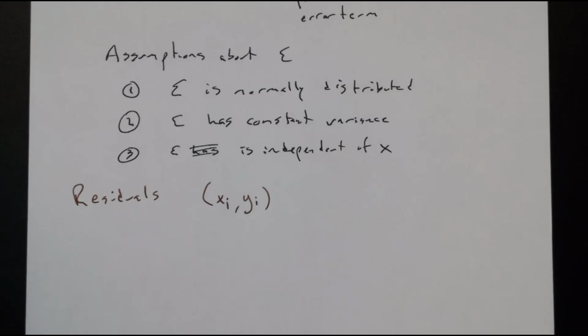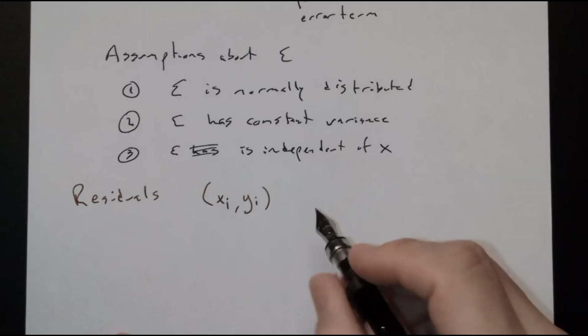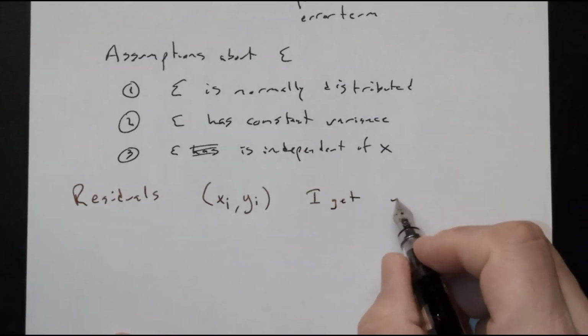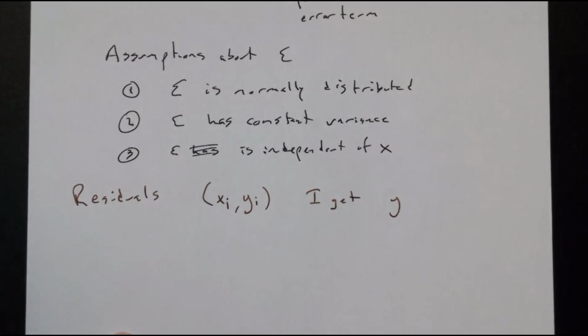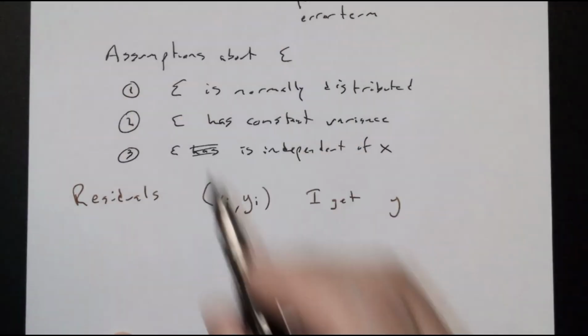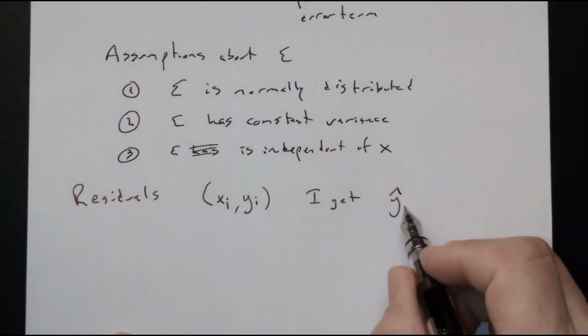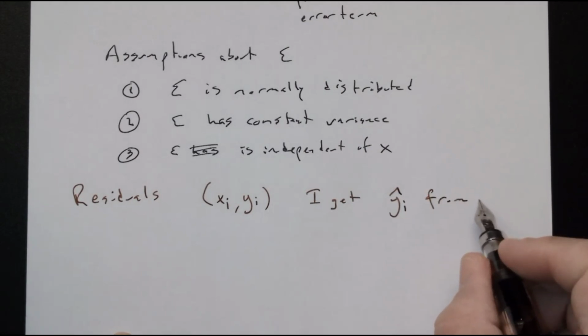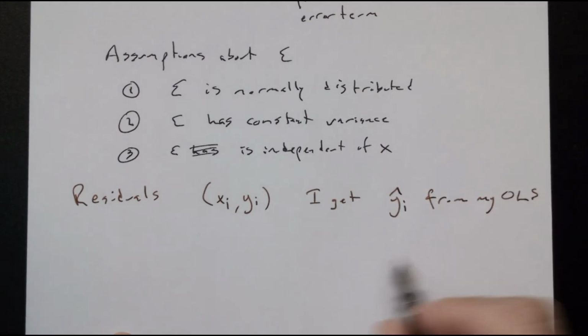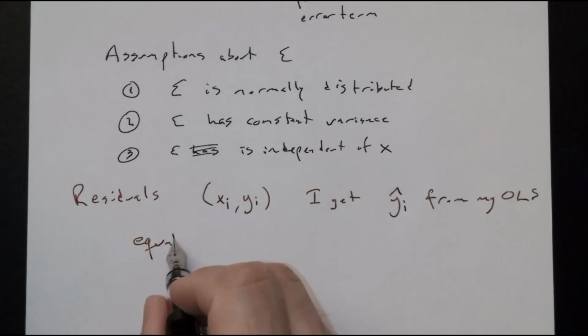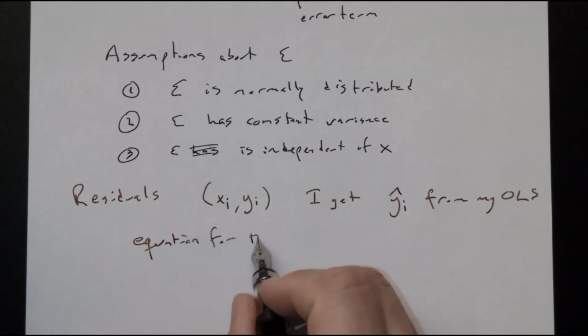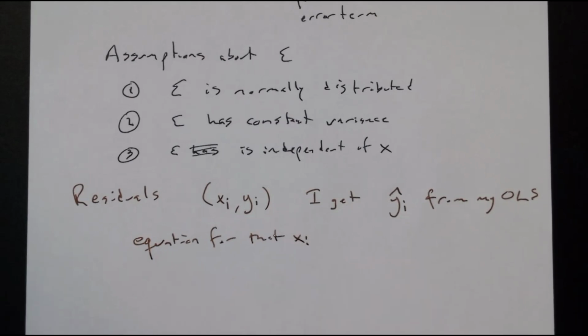So I also have for each of these a new Y value. I need to indicate that this Y value is different somehow. I know. This will be the Y value that comes from my line. I'll give it a hat. This is the Y I get out of my line when I plug in that X value. They might not be the same.